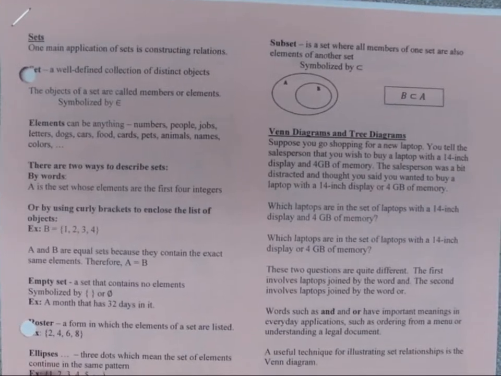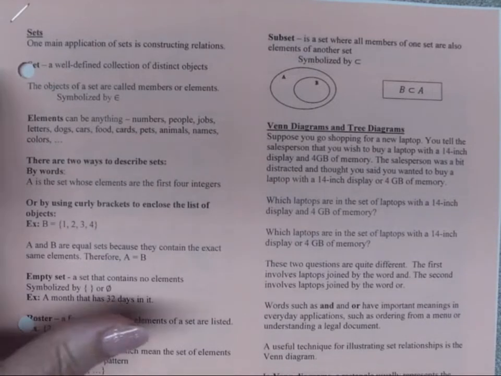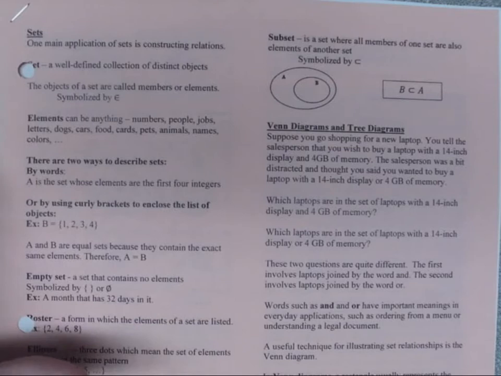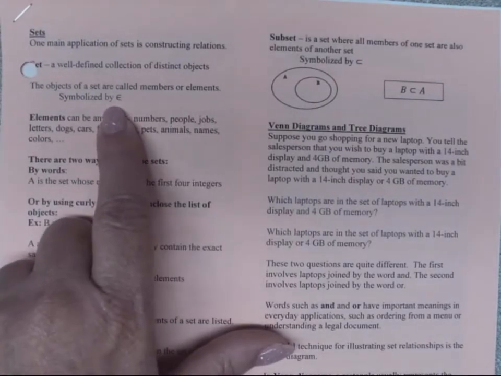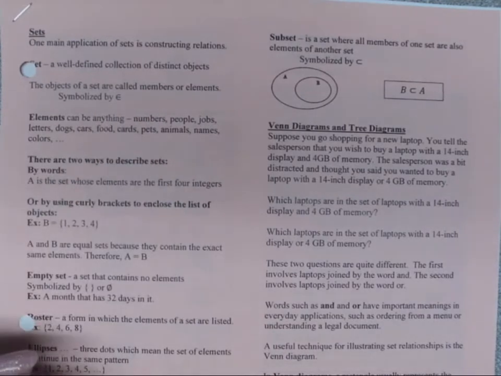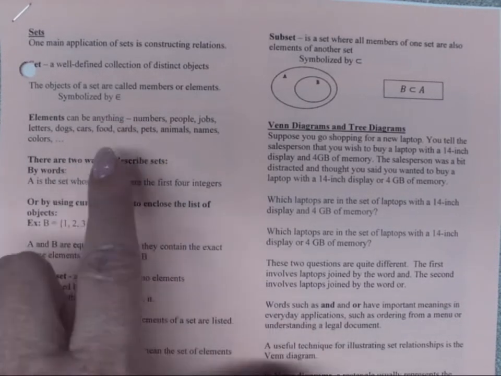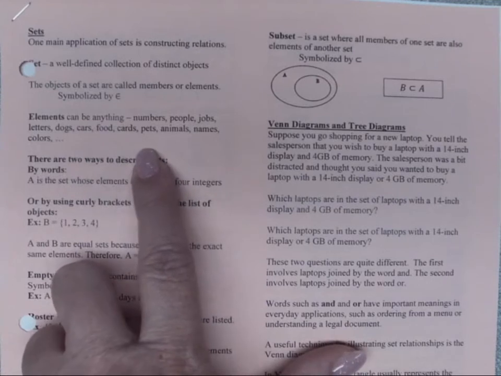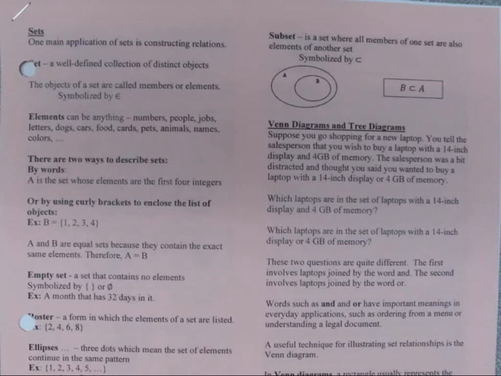All right, so we're going to talk about sets. So one main application of sets is constructing relations. A set is a well-defined collection of distinct objects, and the objects of a set are called members or elements, and they're symbolized by this symbol that looks like an E. It kind of looks like a comb, but it looks a lot like an E. So understand that elements can be anything: numbers, people, jobs, letters, dogs, cars, food, cards, pets, animals, names, colors, and the list goes on. They can be anything.